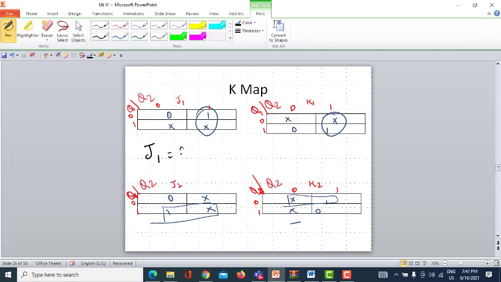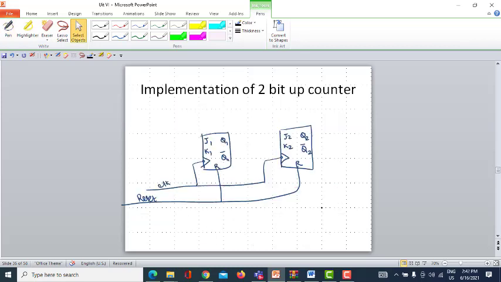So J1 is Q2 and K1 is again Q2. J2 is going to be Q1 and K2 is Q2 bar. So J1 = K1 = Q2, and J2 = K2 = Q1 bar. Okay, so I have already drawn the two flip-flops.